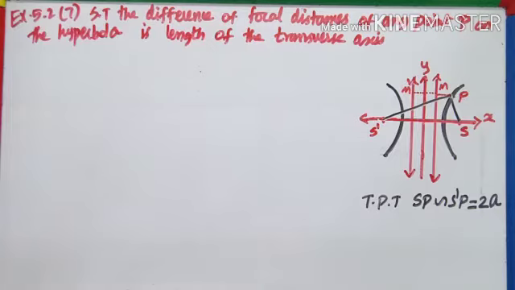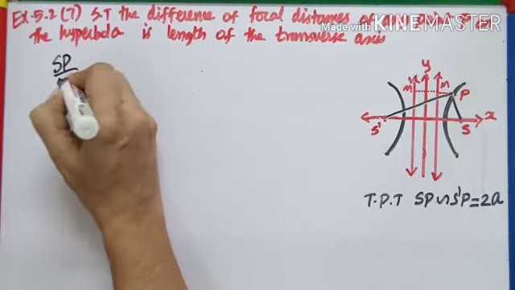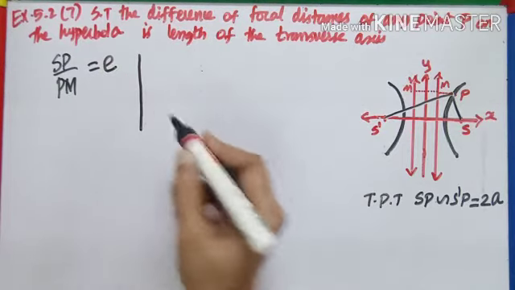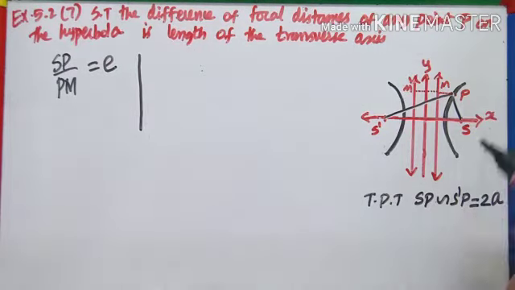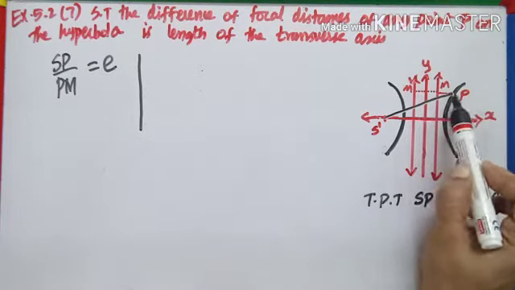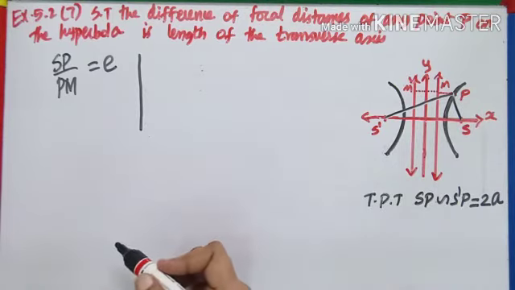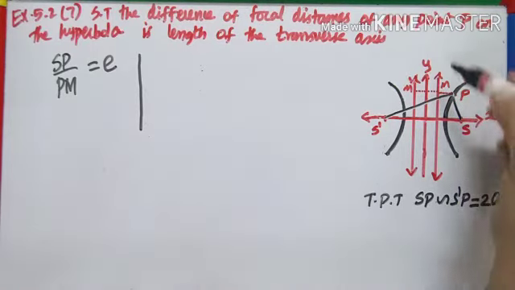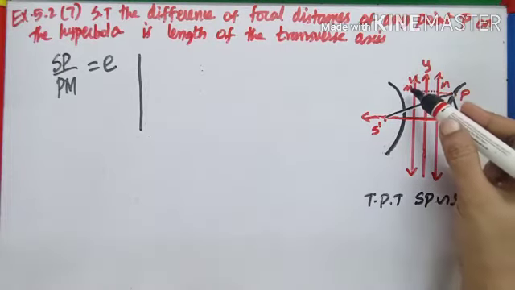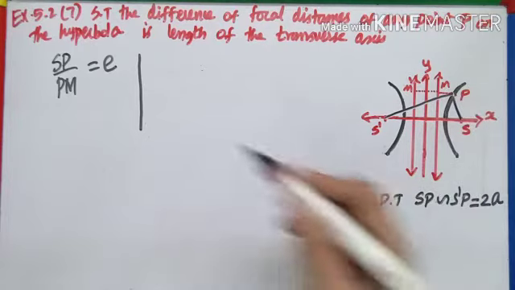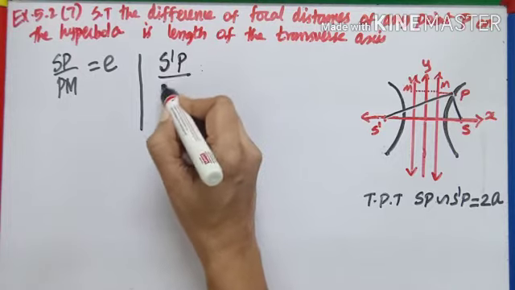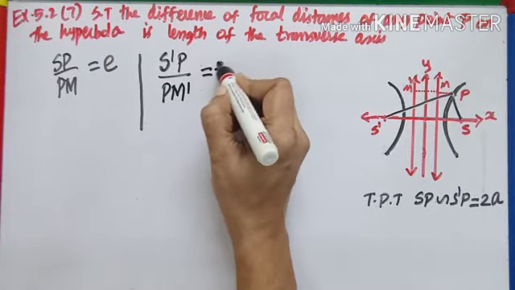Now we remember the formula SP by PM equals E. In the very first class of Introduction to Conics, we learnt this. Distance from a fixed point and distance from the fixed line bears a constant ratio E. So one fixed line is the first directrix, another fixed line is the second directrix. Say M dash is the foot of the perpendicular. So by the same idea I will say S dash P by PM dash equals E.